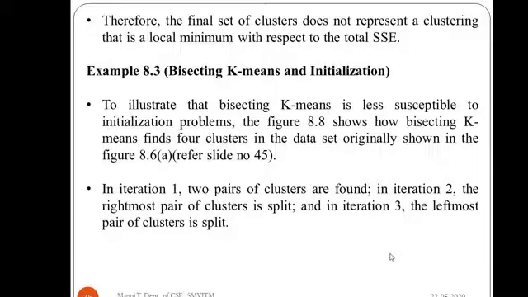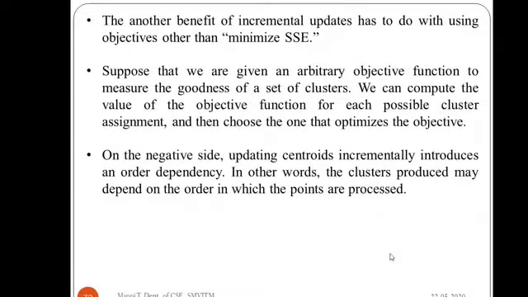Therefore, the final set of clusters does not represent a clustering that is a local minimum with respect to the total SSE. So to illustrate the bisecting k-means algorithm, we can use the earlier set of data points which we have considered in Figure 8.6.